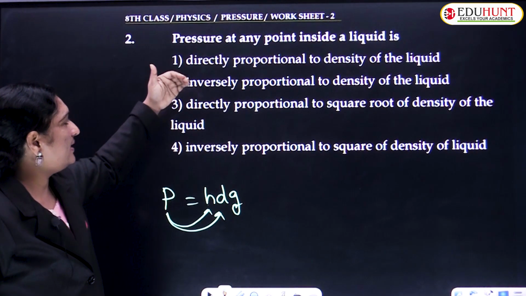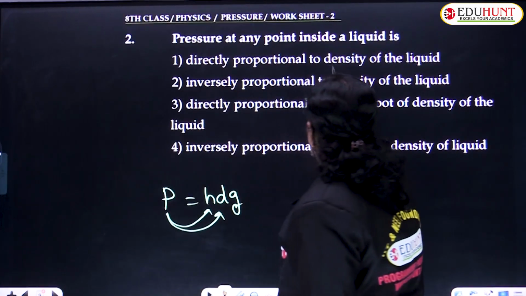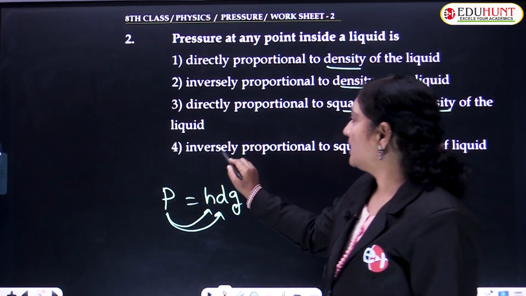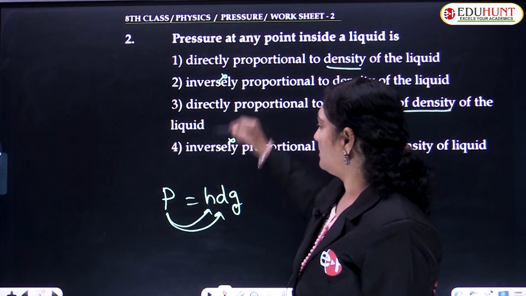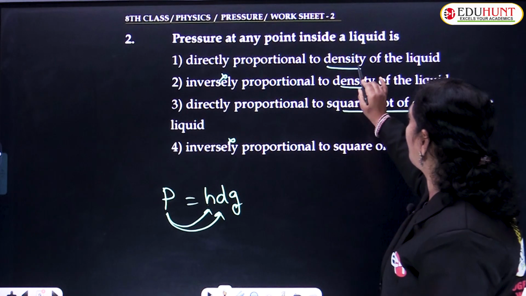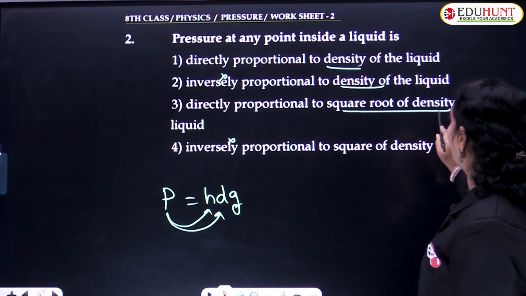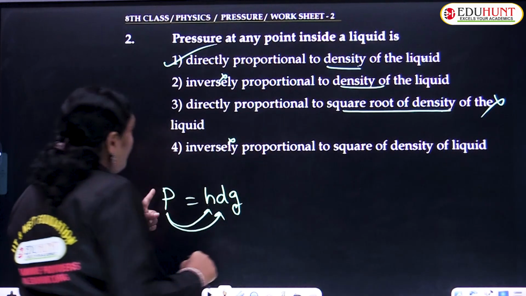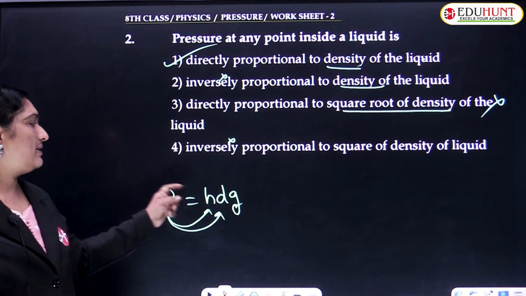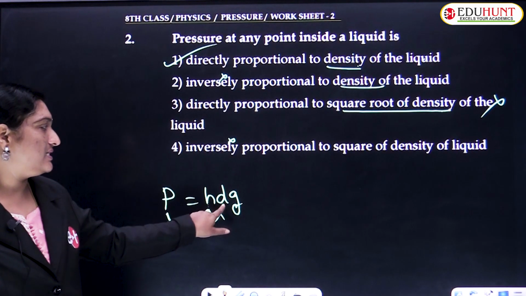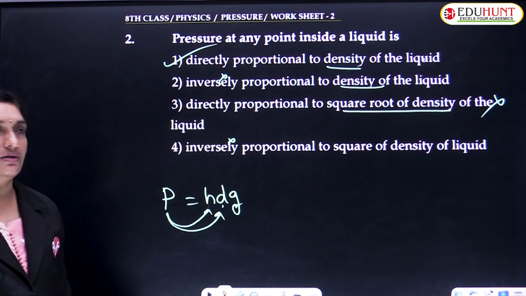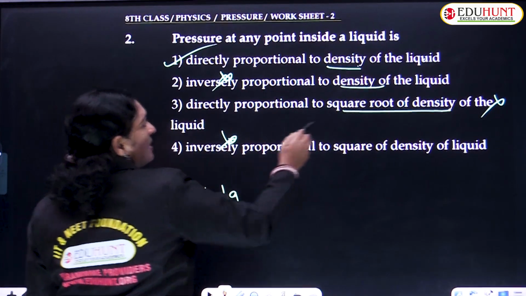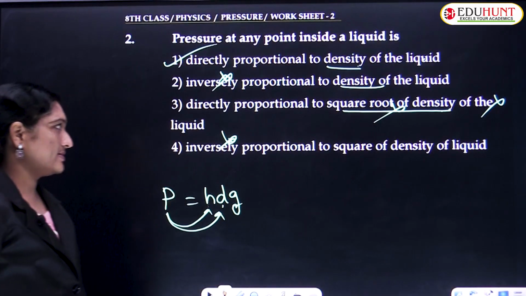Here they have only focused on the density: inversely proportional to the density, or proportional to the square root of density. Inversely is a wrong option. The only correct option is directly proportional to the density of the liquid. Hence the first option is true. Inversely is false, and square root of density is also a false statement.